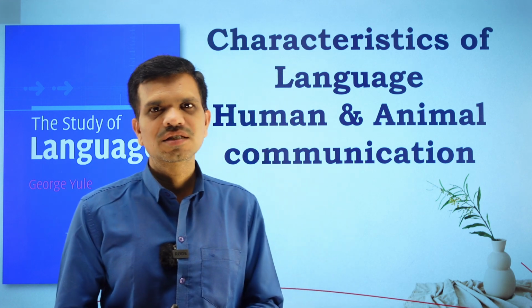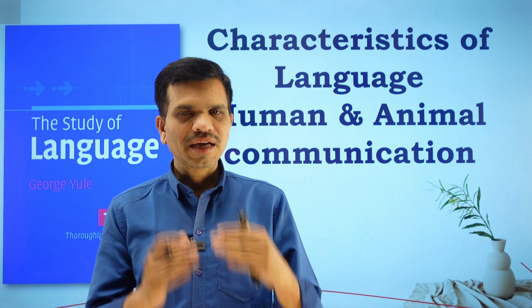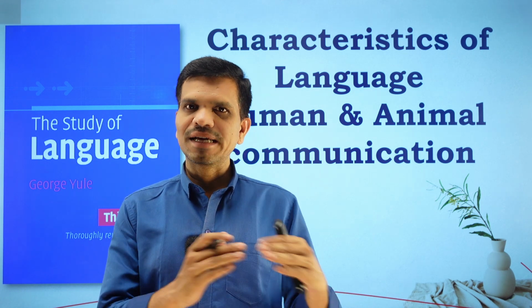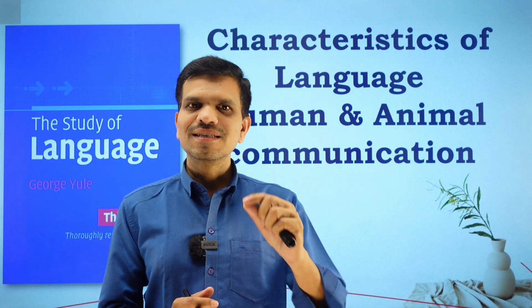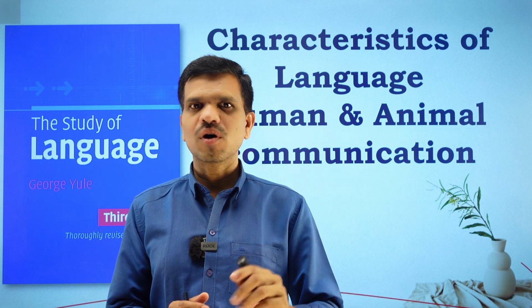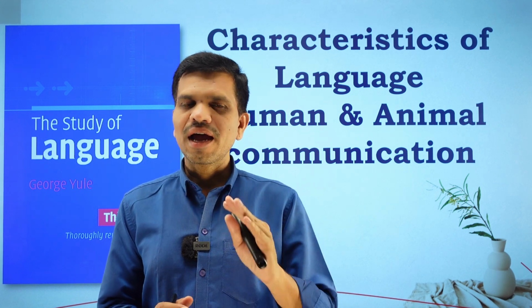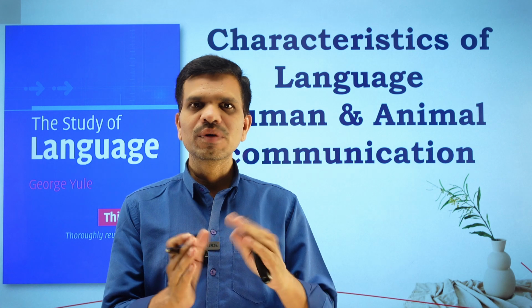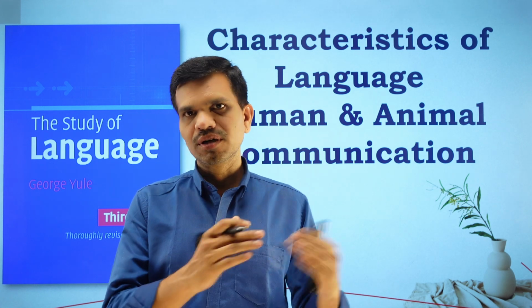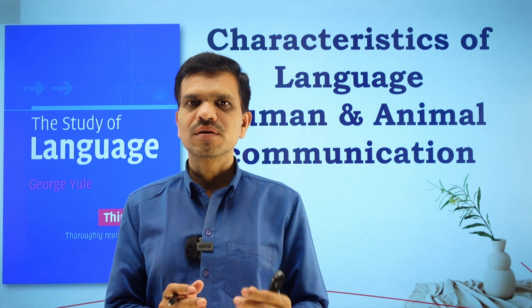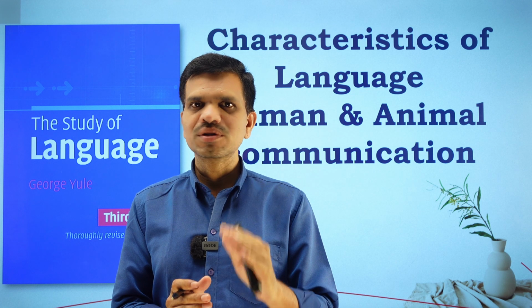Dear students, in the last video we talked about language as a communication system, and in this video we are going to talk about the characteristics of language, or the salient features of language, and human and animal communication, and we will differentiate between these two things, human and animal communication. What is the basic difference between these two systems?